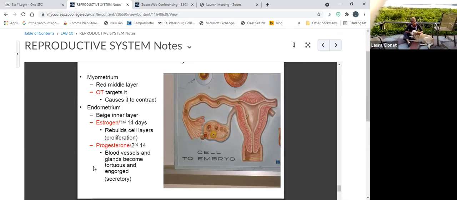So that layer is the endometrium. It is a target of estrogen in the first 14 days of your menstrual cycle, and specifically targeted by progesterone in the second 14 days. Thus, we have what are called follicular phases and luteinizing phases of the uterus, which tie together with the estrogen and progesterone being produced by the ovaries.